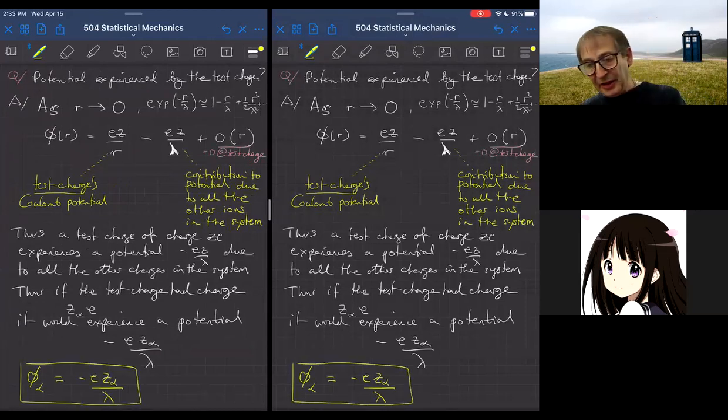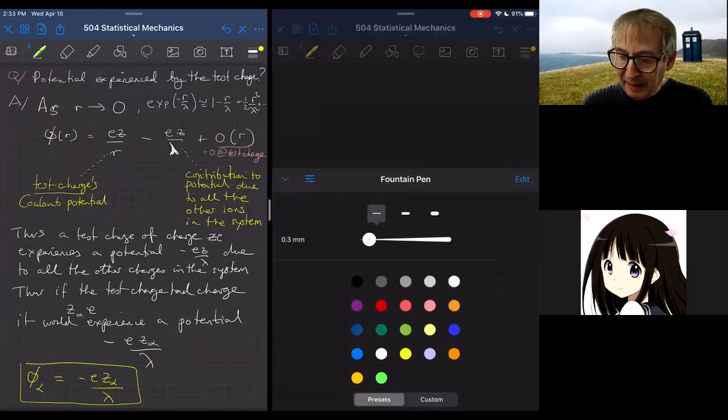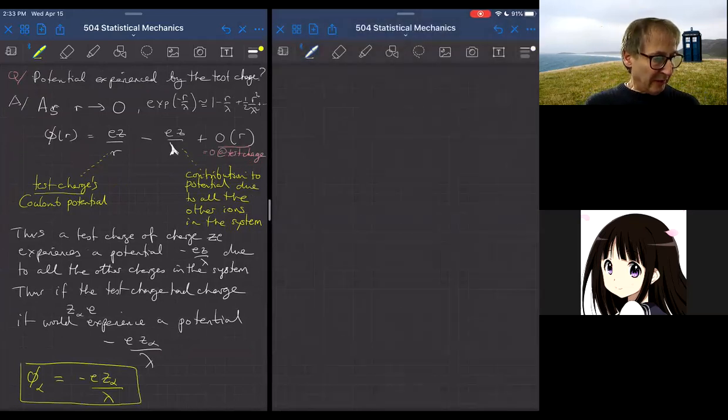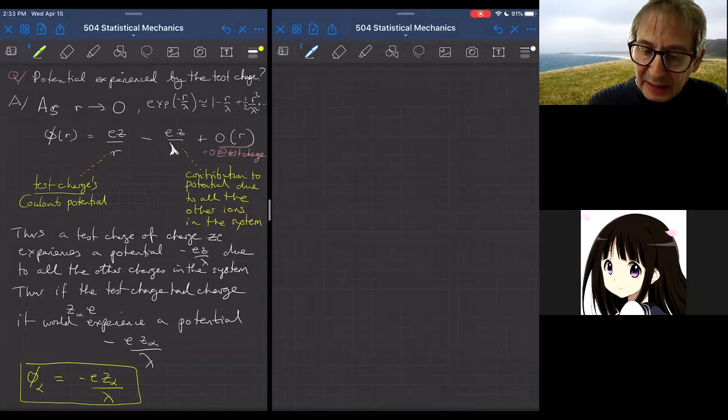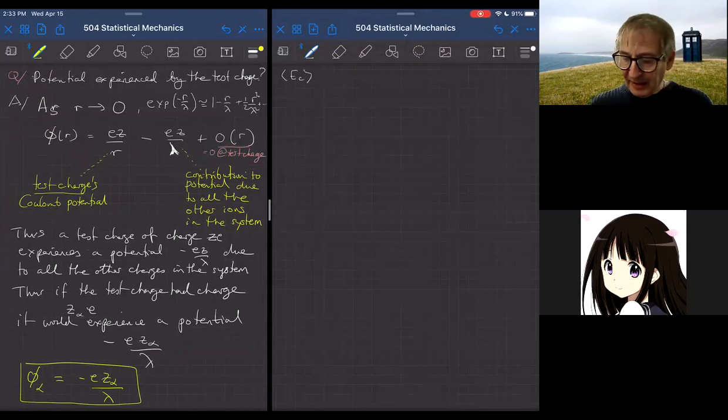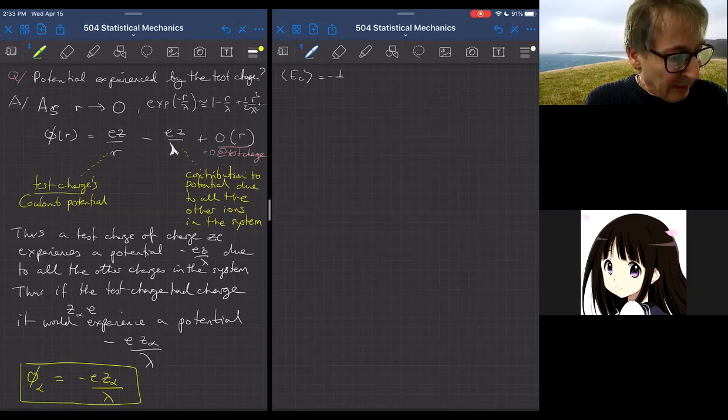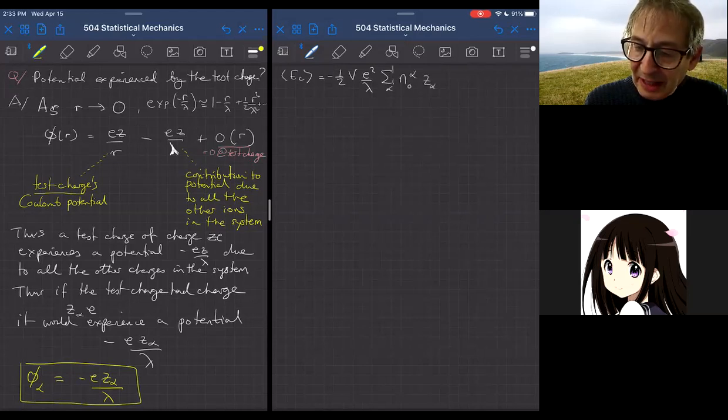Okay, I went through that argument in some detail because I found that people find it very confusing when they first encounter it. Okay, so now that we've figured out what phi alpha is, then we can compute the expectation value of the Coulomb interaction. So the expectation value of the Coulomb energy is then going to be minus 1/2 V E squared over lambda, the sum over alpha of n naught alpha times z alpha squared.